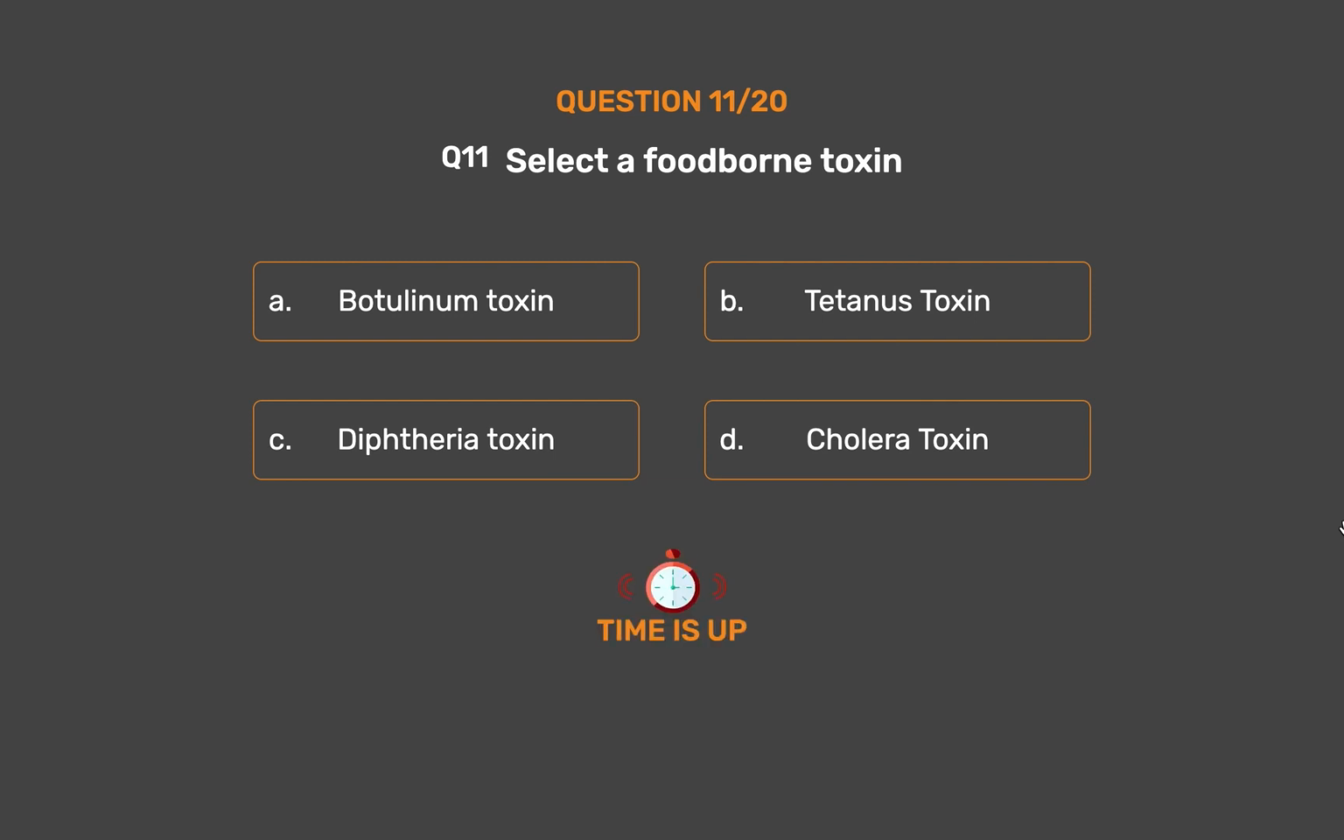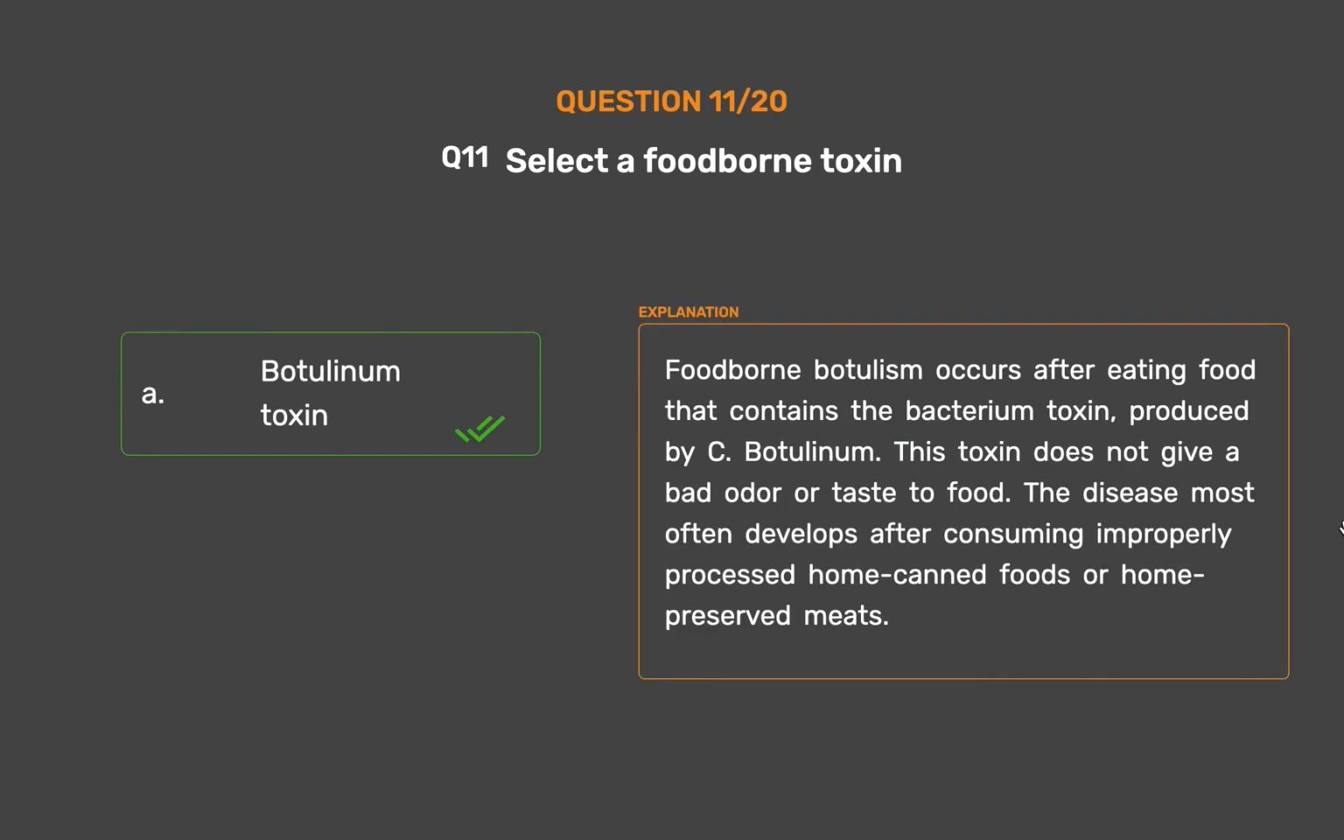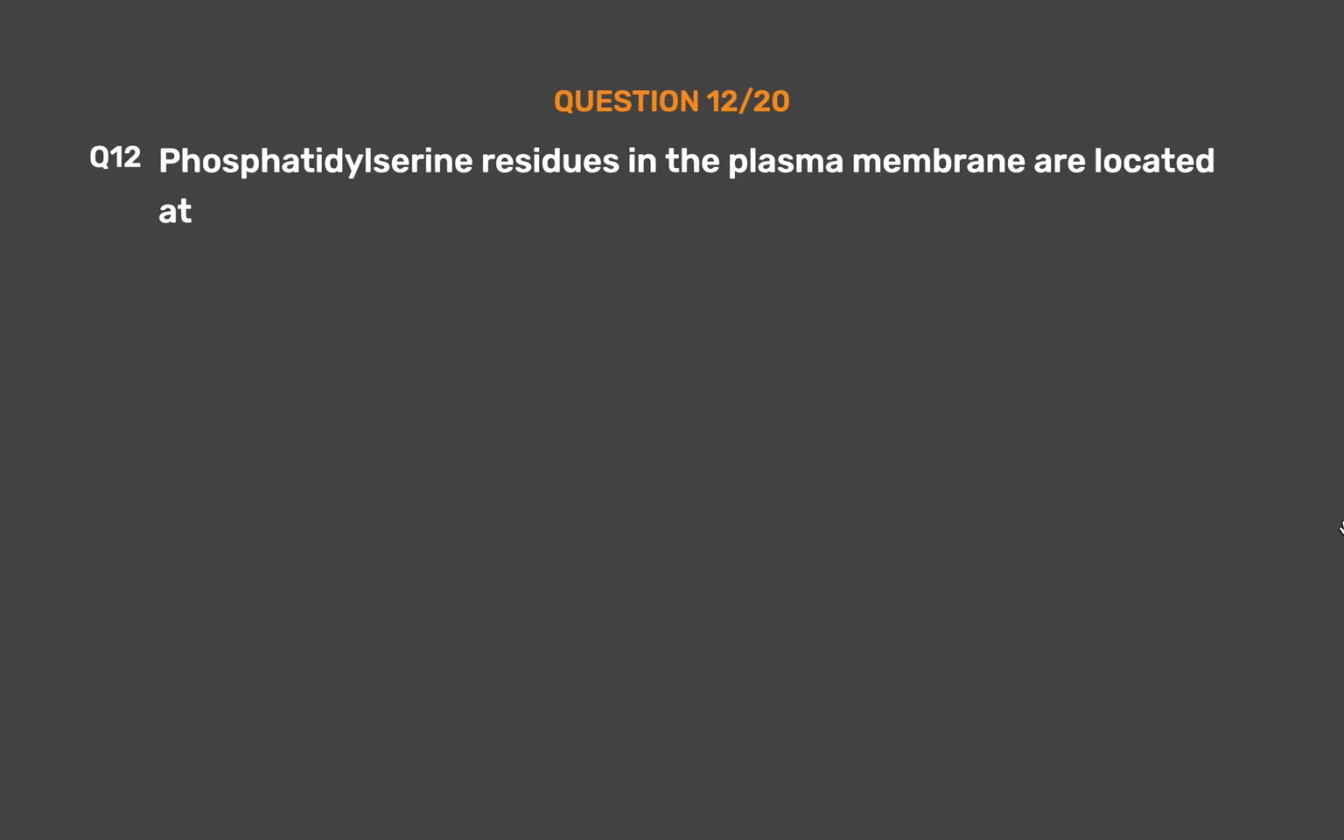The correct answer is Option A. Botulinum toxin. Foodborne botulism occurs after eating food that contains the bacterium toxin, produced by C. botulinum. This toxin does not give a bad odor or taste to food. The disease most often develops after consuming improperly processed home-canned foods or home-preserved meats. Question number 12.